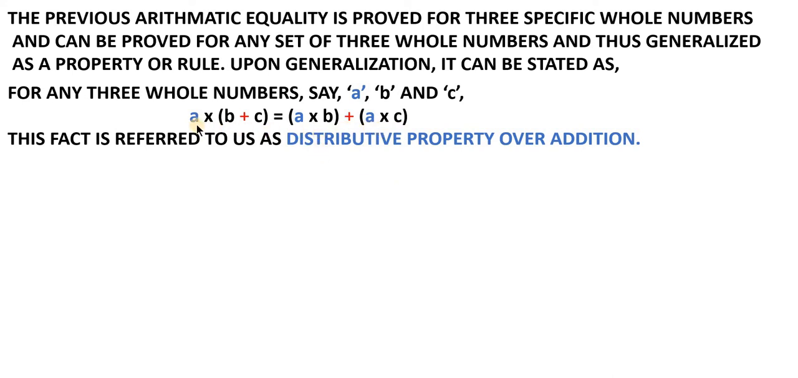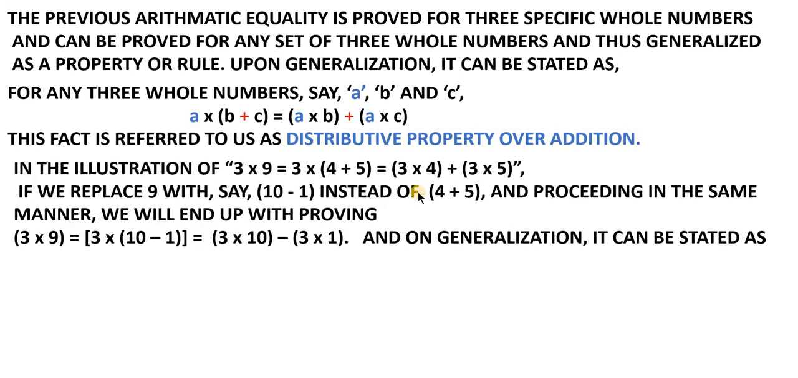You see A, the first factor on the left hand side expression, represents the number of rows in the whole arrangement, and on the right hand side, where the 2 terms are there, the factor A, I mean the number of rows in the two split arrangements, remains the same. In that case, the fact is referred to as the distributive property over addition, because B and C are added, so it is called over addition.